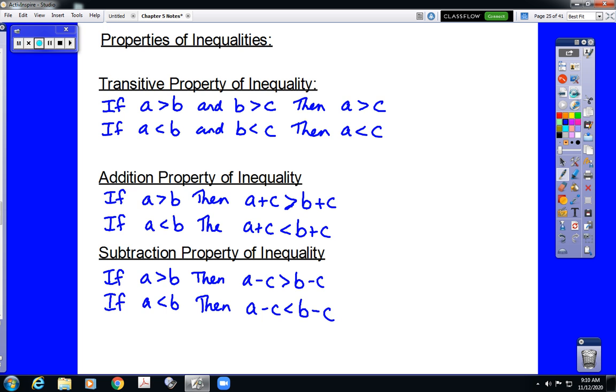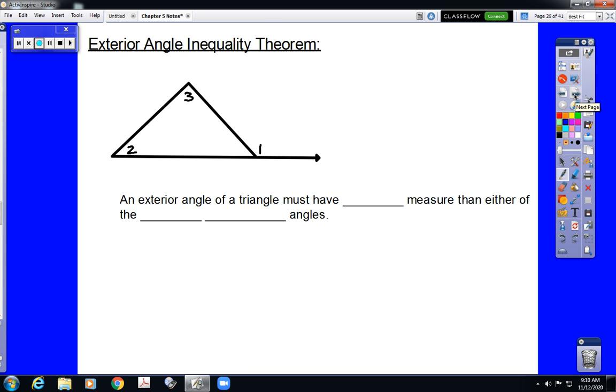All right, so moving into actual geometry, we start off with a rule called the exterior angle inequality theorem. Now that is a very different theorem from the one that we learned earlier in the book.